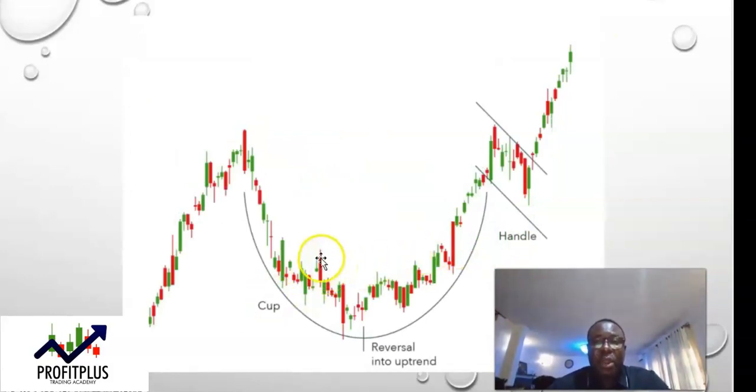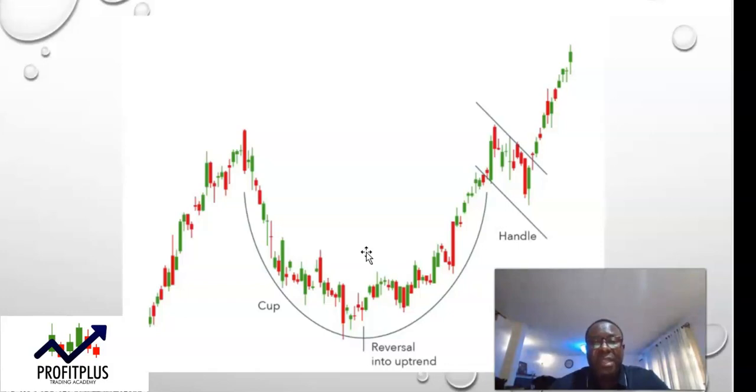All right, so move to the next pattern, and this is the last of the continuation patterns. This is the cup and handle pattern. We have the cup and handle and then the inverted cup and handle. This is a cup and handle in a bullish trend.